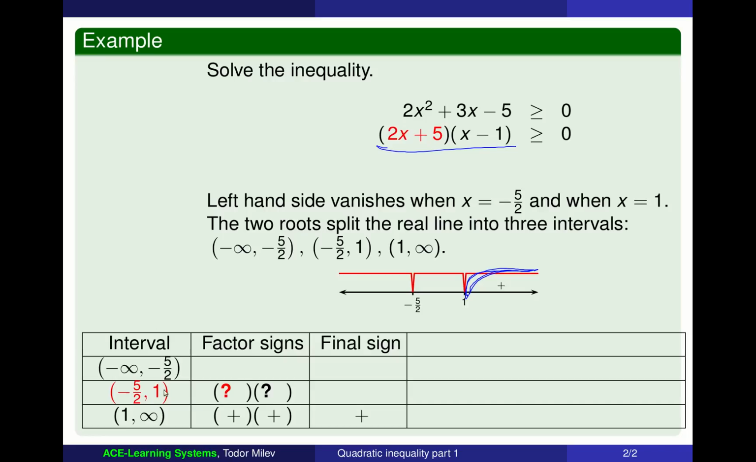Now let's consider the next interval, the interval from negative 5 halves to 1, this interval here. Now, what happens with this expression here, 2x plus 5? Well, 2x plus 5, let's think about it.